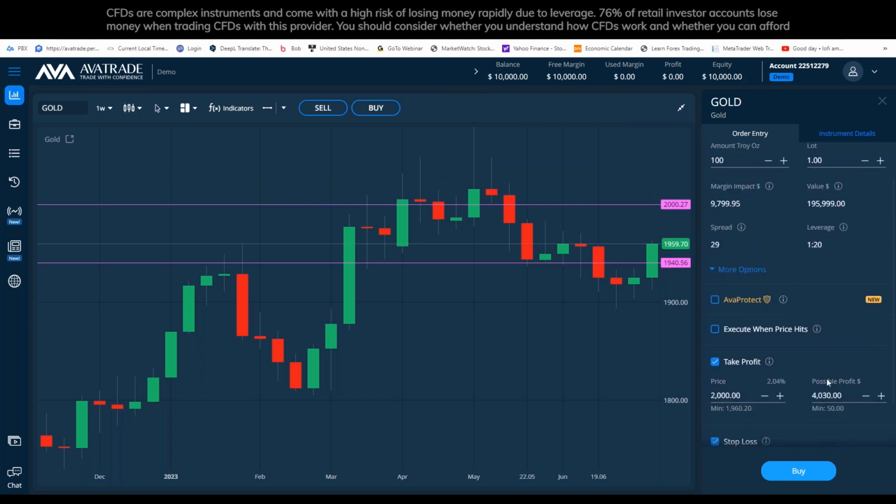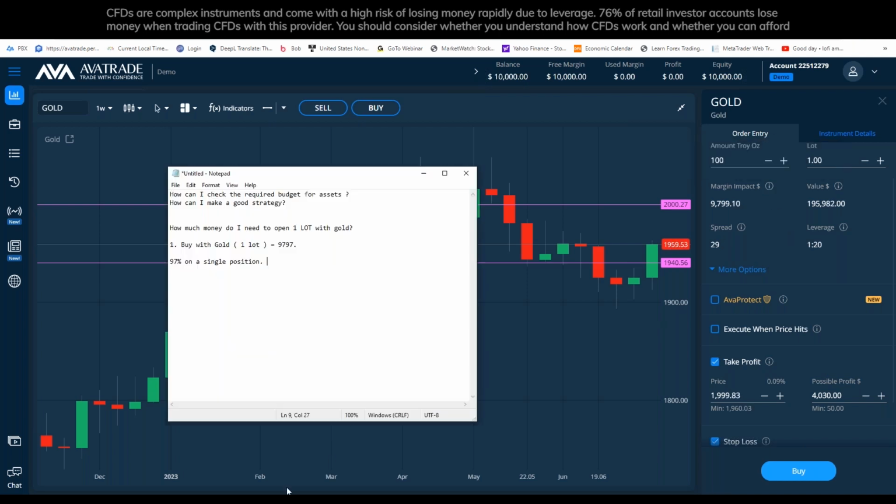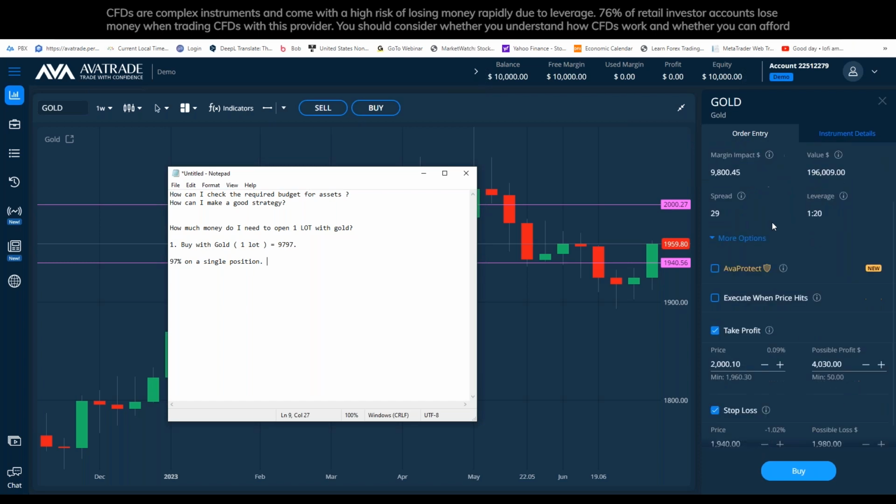Okay, so look, what a lovely profit I can make, 40% in a single position. So tell me, why is that not such a great decision budget-wise, right? We are speaking about the budget for assets. I can afford it. It's not that I can't afford it. I can afford it, right? So why is that not such a great decision?